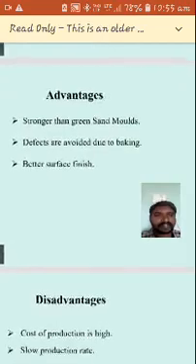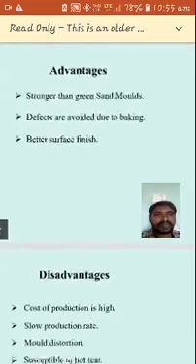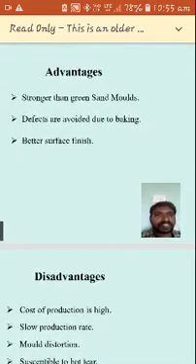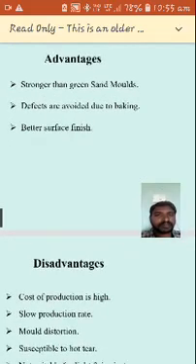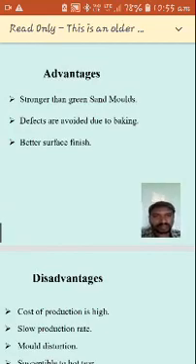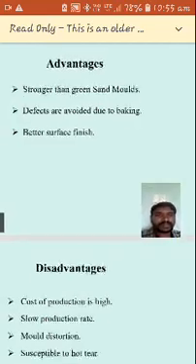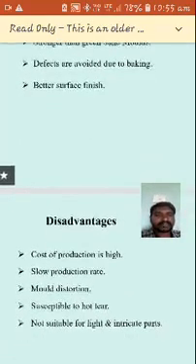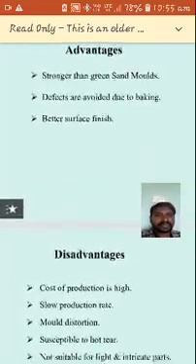So what are the advantages? We have a few advantages here. Stronger than green sand mold. Defects are avoided due to baking, and better surface finish. Okay, so these are the advantages.